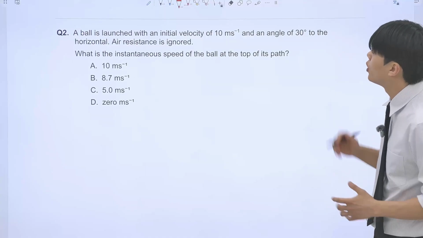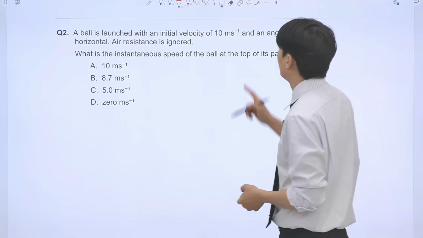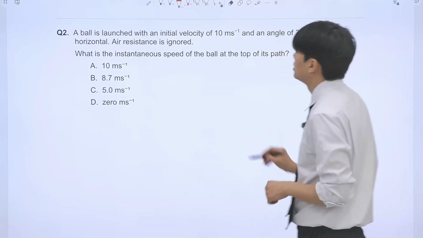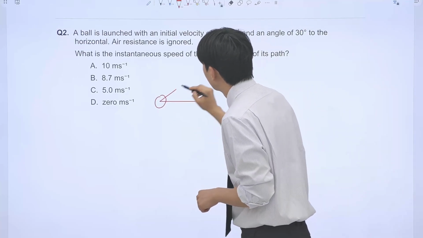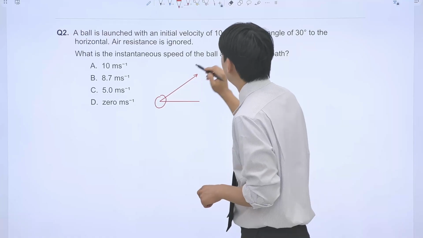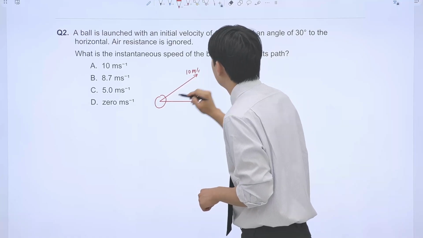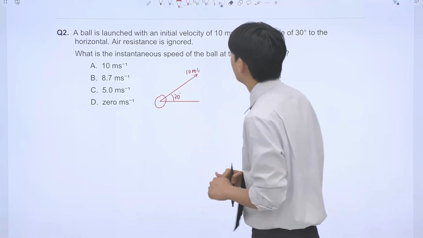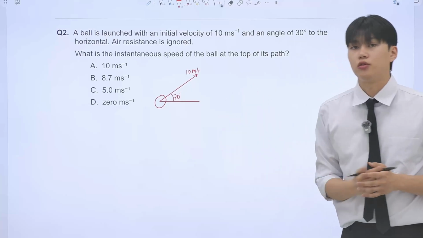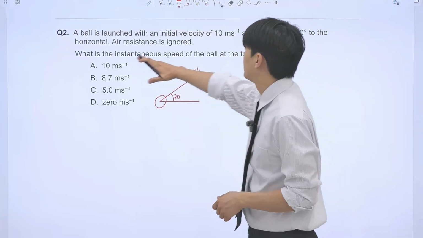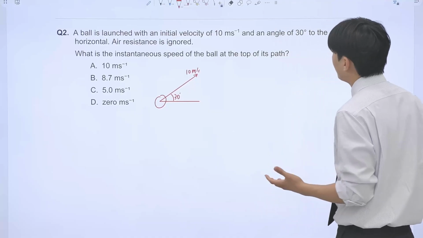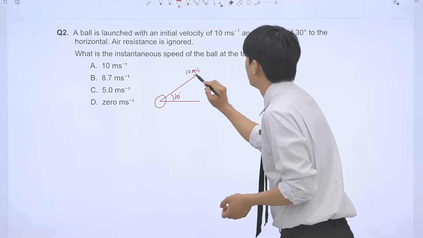Question 2. The ball is launched with an initial speed of 10 meters per second at an angle of 30 degrees to the horizontal. That means something like this: launched from here, the initial speed is 10 meters per second, and the angle theta is 30 degrees. Always try to draw the diagram, even if it's a simple one, okay? What's the instantaneous speed of the ball at the top of its path? Which means it goes that way, right?